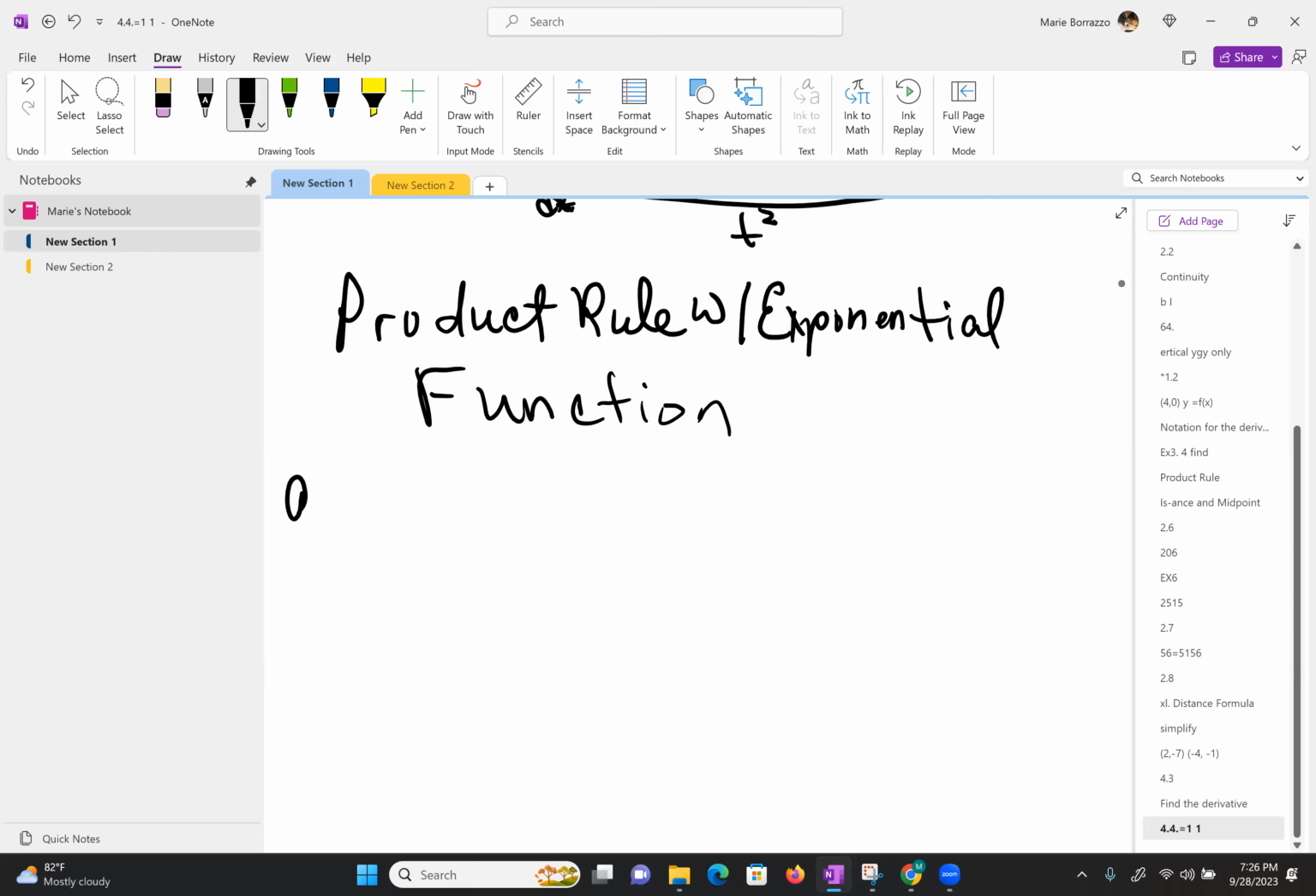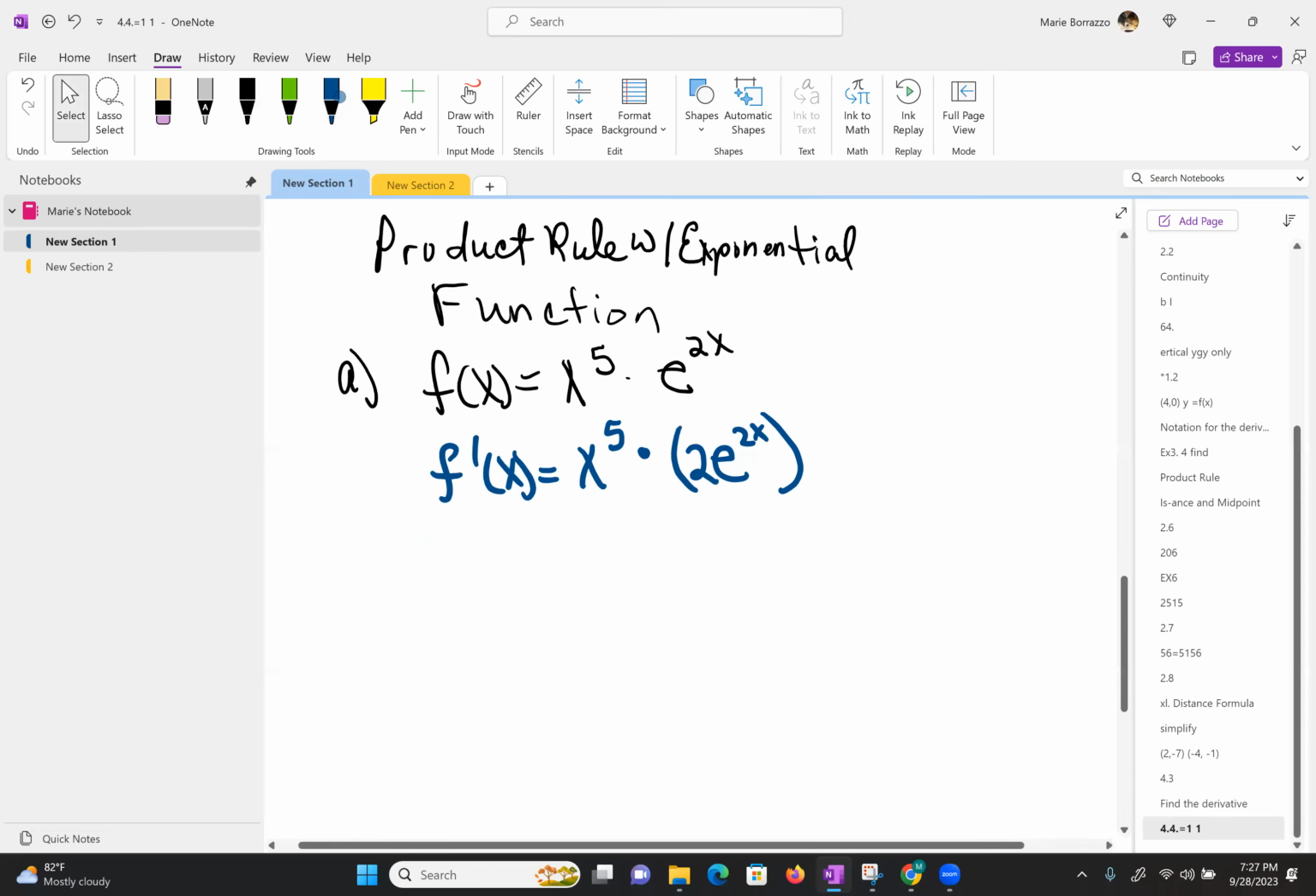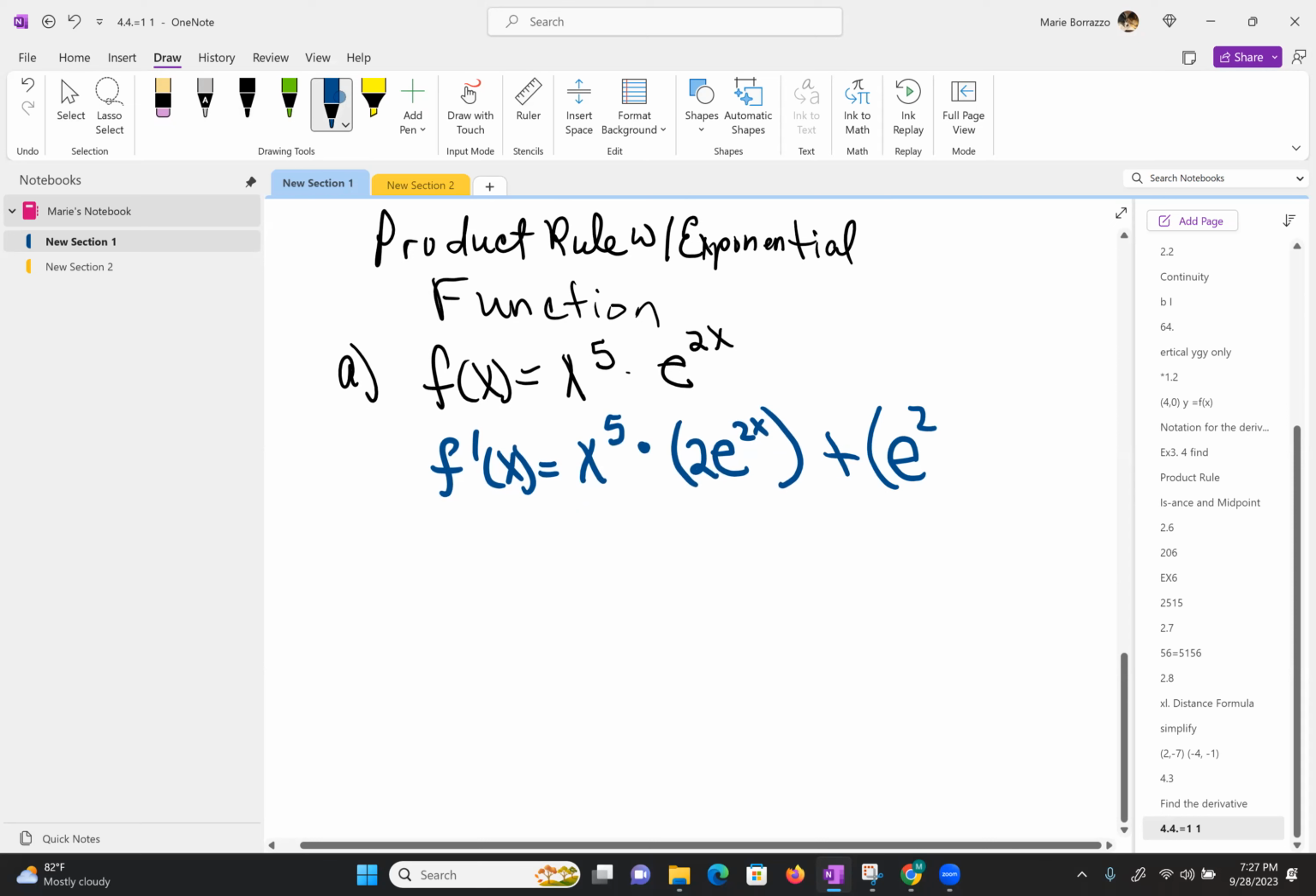So I'm going to give you example A, which is f of x is equal to x to the fifth times e raised to the 2x. So you have product rule. Obviously, there's a product here. So again, using those patterns that I talked about, you find the first derivative of the product rule by using the first term, x to the fifth, times the derivative of this, which is going to be 2e to the 2x, plus e to the 2x, and then this derivative of 5x to the fourth.